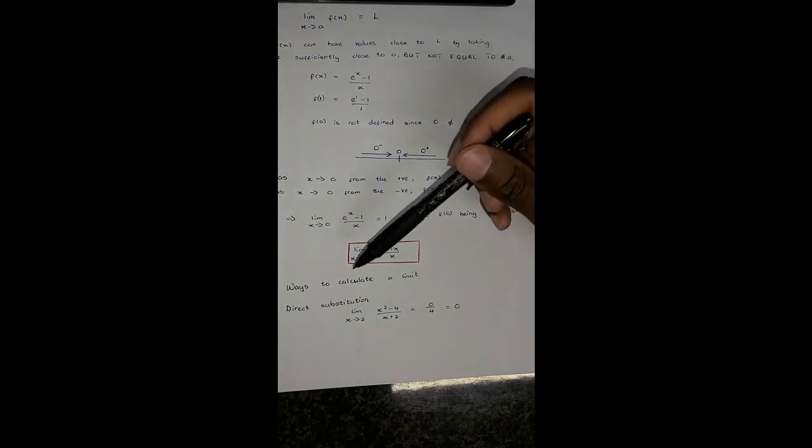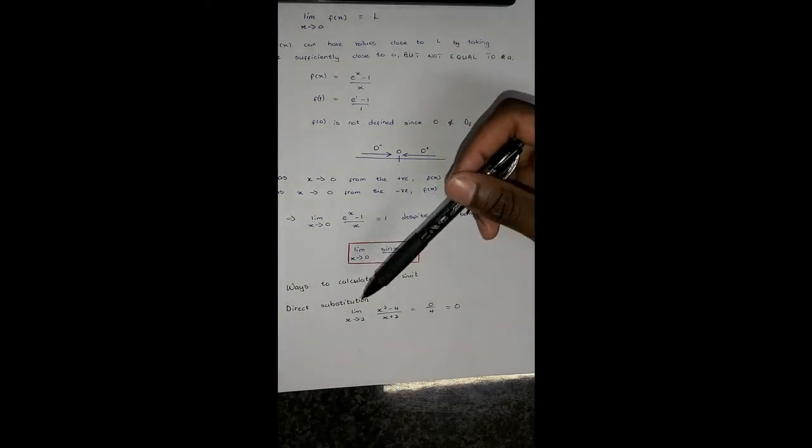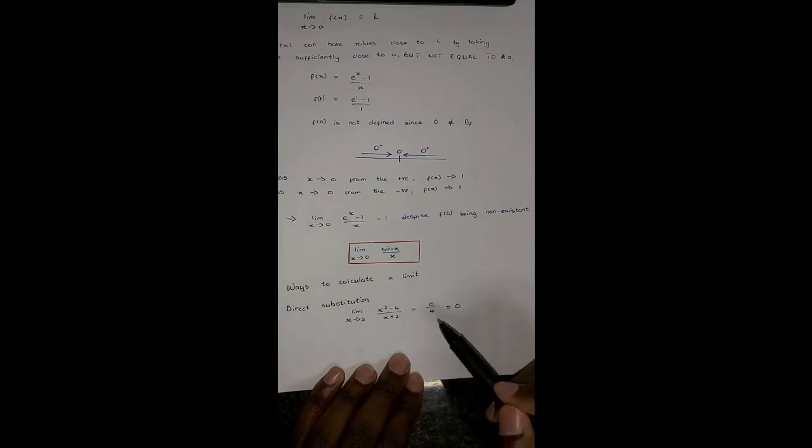So, the different ways to calculate the limit. The first one is direct substitution. For example, if you're given the limit as x approaches 2 of (x² − 4)/(x + 2), you can directly substitute your 2 into the function, such that you have 2² − 4, which is 0, and then 2 + 2, which is 4, and 0 over 4 is equal to 0. So your limit will be equal to 0.